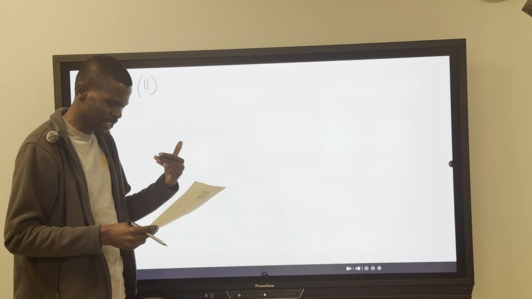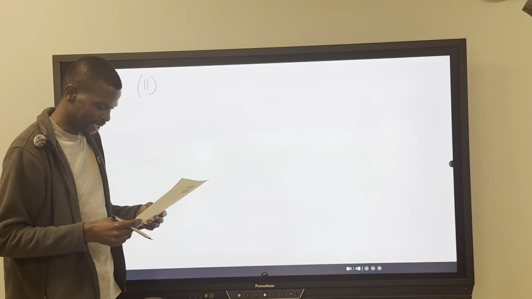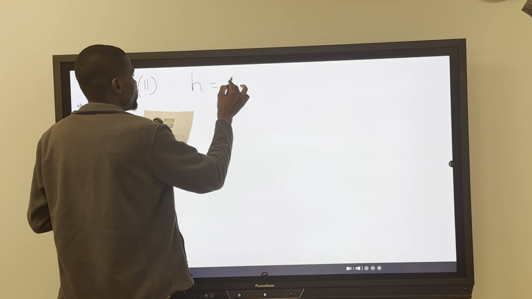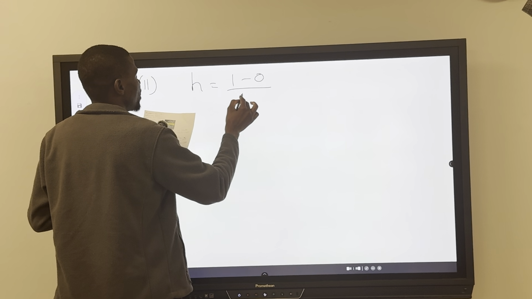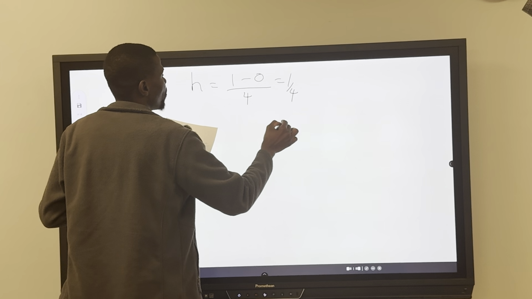So there are 4 trapezia, which indicates that we must have 5 ordinates, right? So let's start by finding the height. It's going to be upper limit minus lower limit over number of strips. So the height is 1 over 4, right?